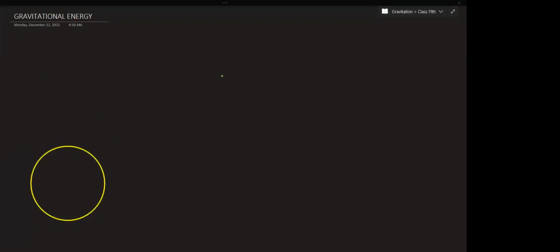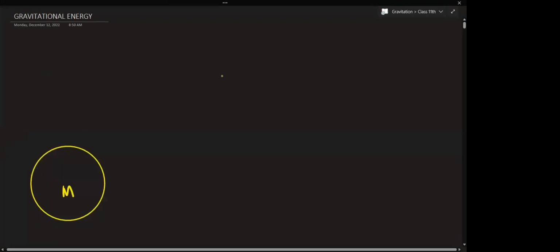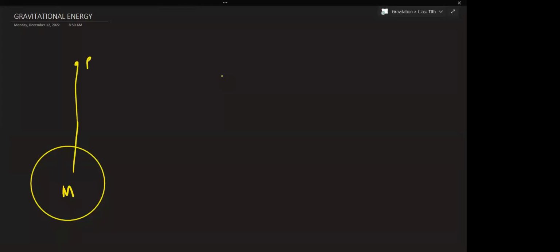So Earth is there, mass M. Suppose I'm taking a point here, this is some point P. From this point P, I am taking this mass m to infinity. Fine? Infinity, point P. In between, if I also take 2 points here, let's say A, B, this distance will be very small, let's say dx.